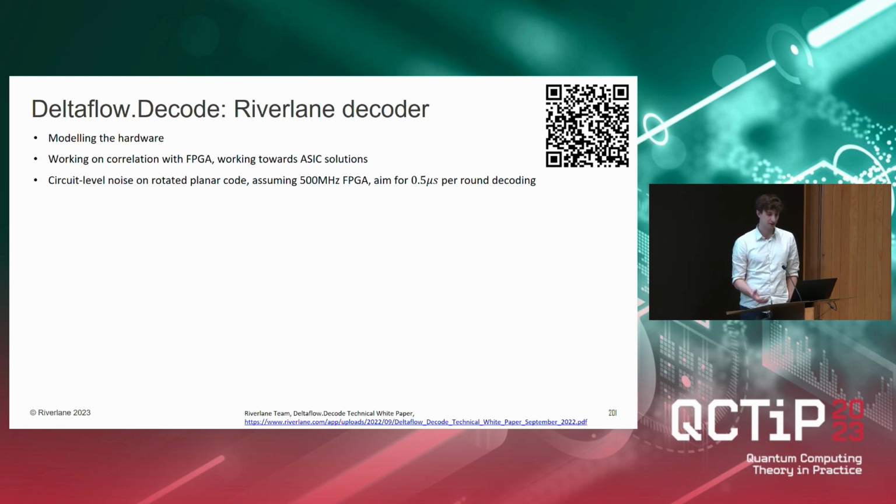So we also have an infrastructure that allows us to test these theoretical decoders in simulation and deploy them in hardware. And here I'll show you some modeling data on our hardware decoder on circuit-level noise on a rotated planar code, assuming a 500 megahertz FPGA. And here we're aiming for about 0.5 microsecond per round decoding, because we need to take into account that if we're doing either the parallel or sliding window method, there are some rounds that we're not committing to. So we are aiming for faster decoders than this 1 microsecond threshold.